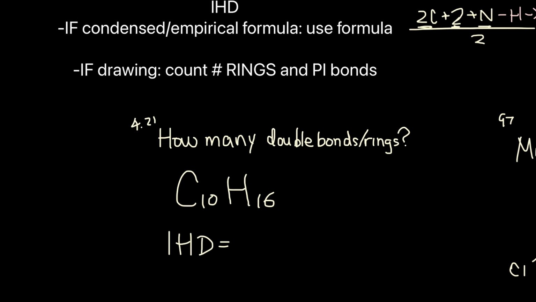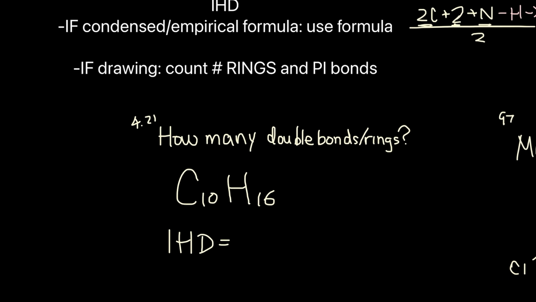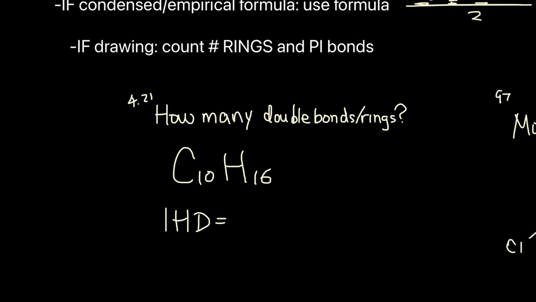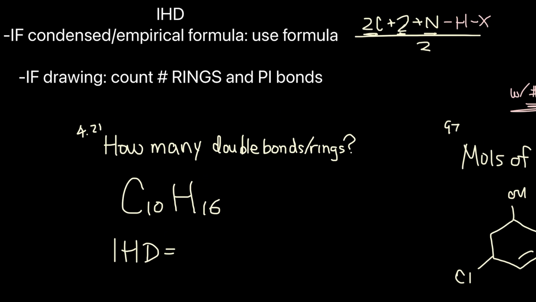Now let's try the first problem. How many double bonds or rings are there in C10H16? We will figure out the IHD using the formula: 2 times number of carbons plus 2, that's 22, minus the number of hydrogens. So spoiler alert, it's going to be an IHD of 3.